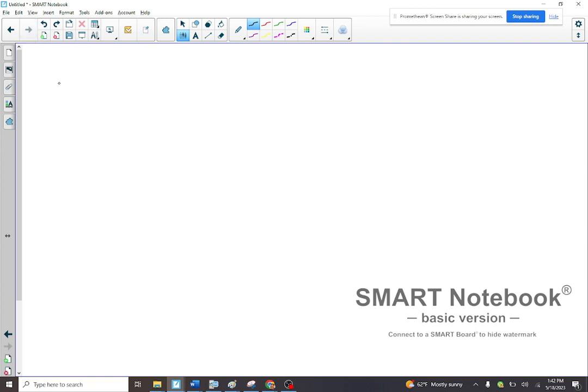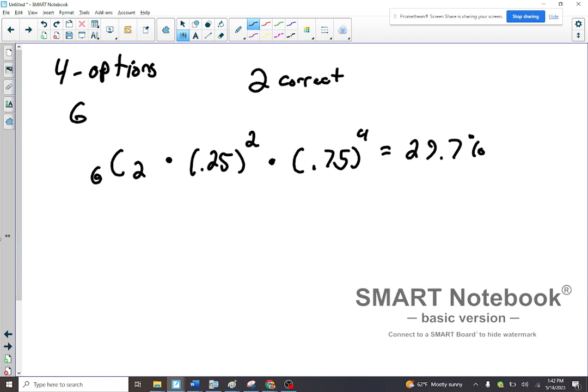Next one. I'll probably have some words with it, but we're going to do a standard curve where your x bar is, let's do 72, and your standard deviation is, I don't know, 10, sure.